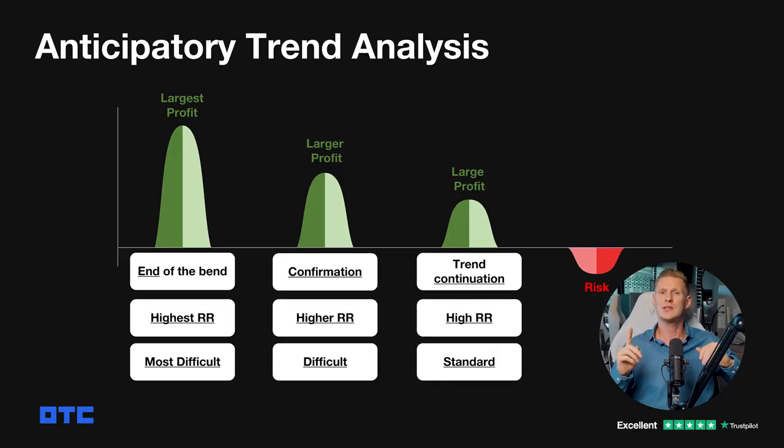Let's summarize the key takeaways from this lesson. There are 3 main ways to trade within the context of direction. The first is trend continuation, which is the easiest and most reliable approach.